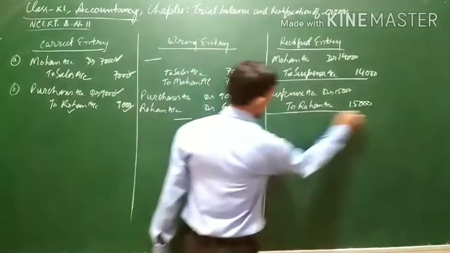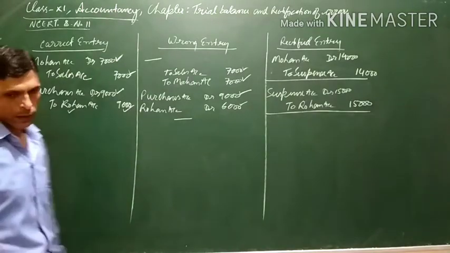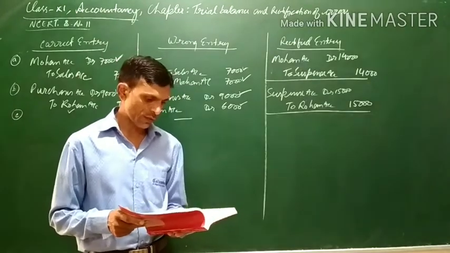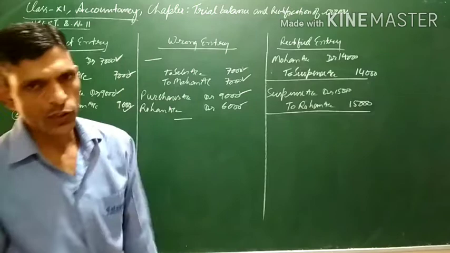This is the second one. Let us come to the third, question number 11C. Goods returned to Rakesh 4,000 were posted to the credit of his account. Question C: goods returned to Rakesh.